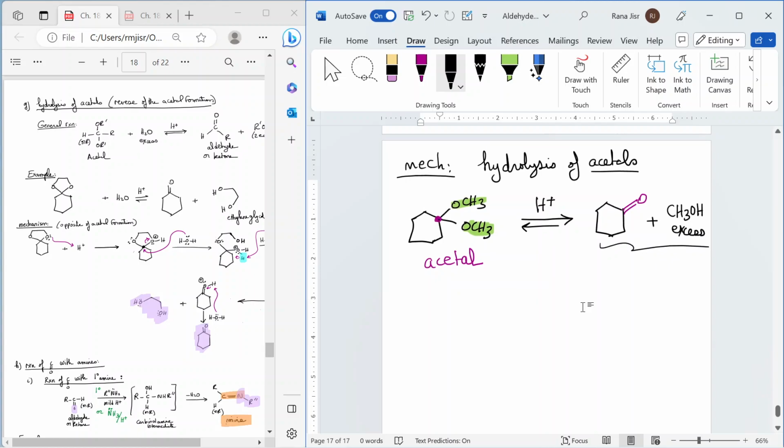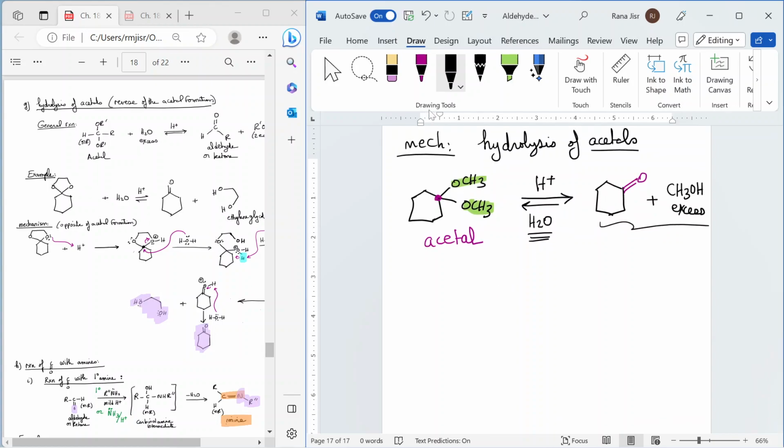Now, remember that what we're doing here is we want to kick out both of the OCH3s, both of them. Hydrolysis happens in the presence of H plus, and since I'm doing hydrolysis, this means that my nucleophile is going to be water. So I am adding water in this case, because after all, that oxygen formed from the carbonyl is going to come from the water.